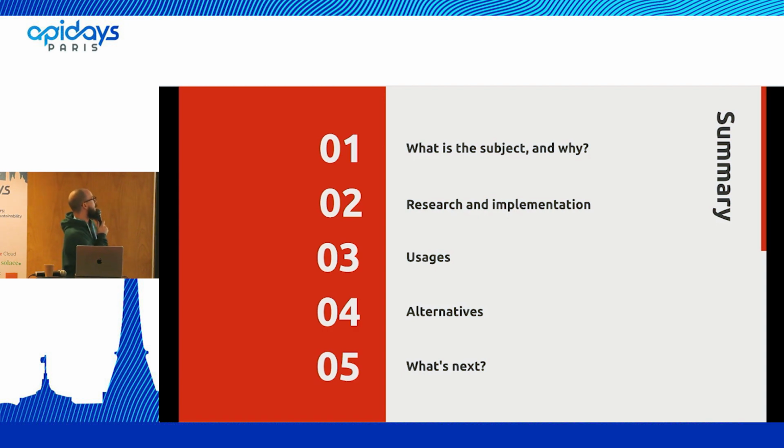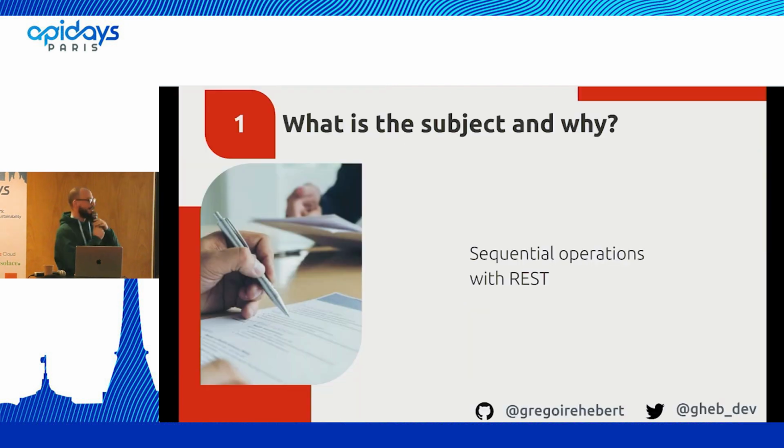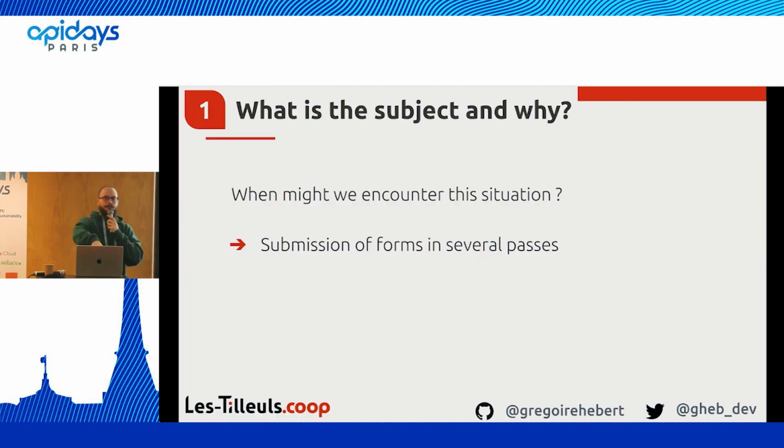What are we going to talk about? What the subject is and why, some specification details, some research and implementation I did with API Platform, which is the main topic around this, usages, alternatives, and what's next. Ready? All right. So, sequential operations with REST. I've tried to write a maximum of notes so I don't go anywhere else.